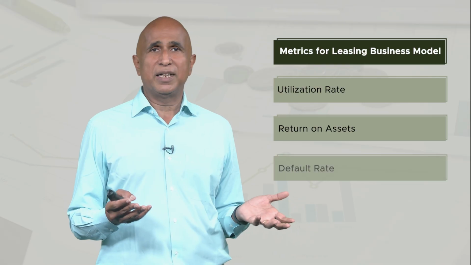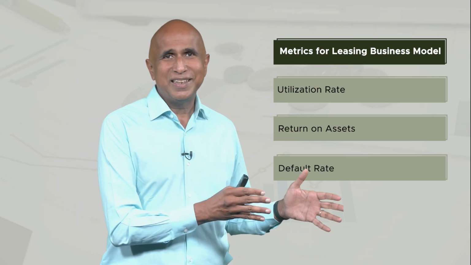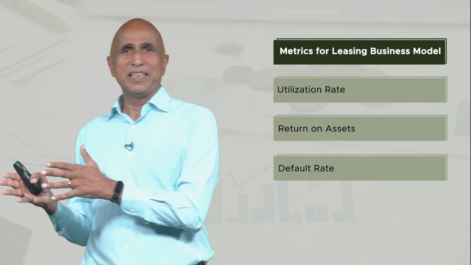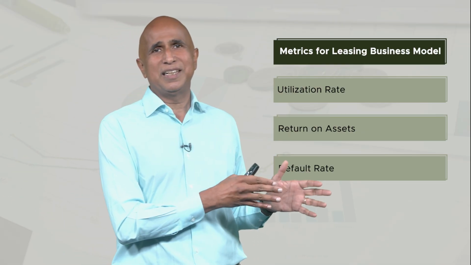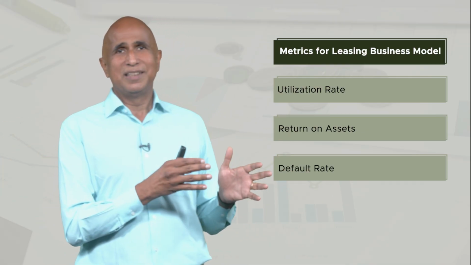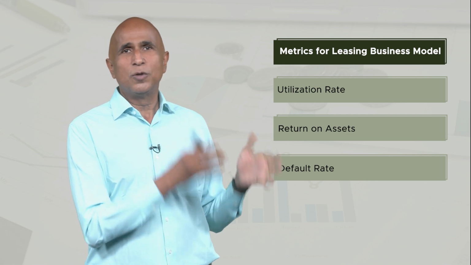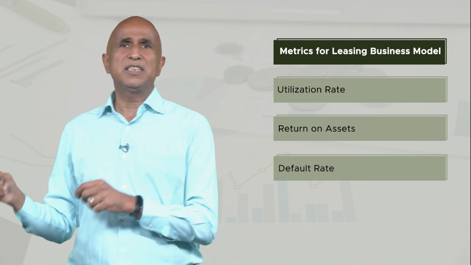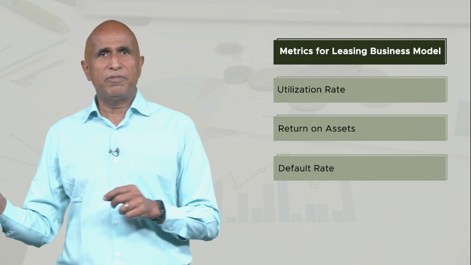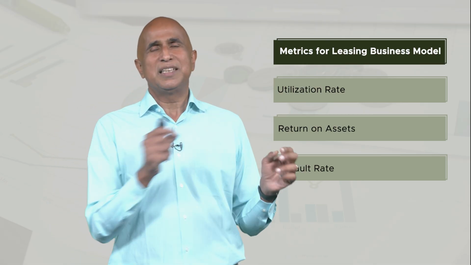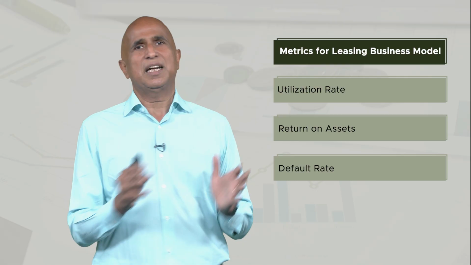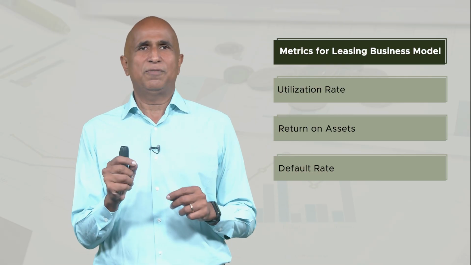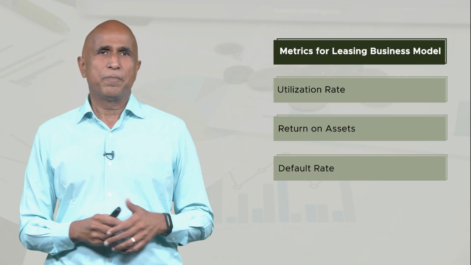Third is the default rate. You have purchased the equipment as a company and you are leasing it out. For whatever reason, if your customer does not pay you the lease rental or defaults on the rental, then the company is losing money. The percentage of lease contracts where the lessee fails to make the agreed upon payment is the default rate. A low default rate suggests less risk and higher profitability. A high default rate is not good for the company.